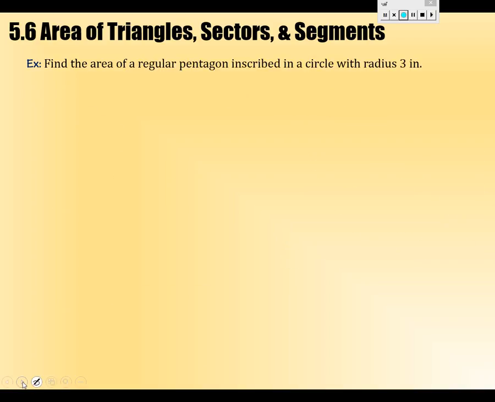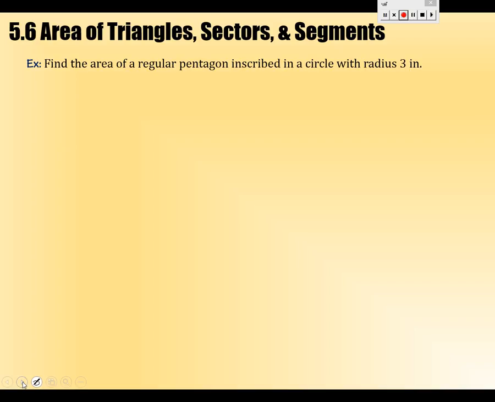Would you like another interesting problem? Find the area of a regular pentagon inscribed in a circle of radius 3 inches. You know what inscribed means? Inside, right? Inscribed. We are going to do that. You could write it as, what do we write it as, 20 over 3 or something? I'd probably take either.